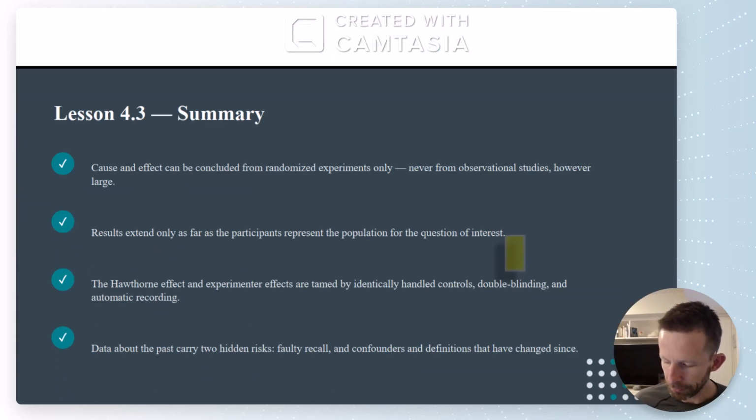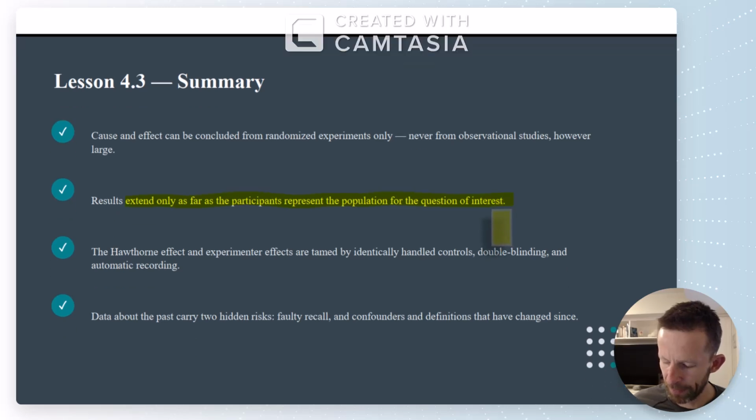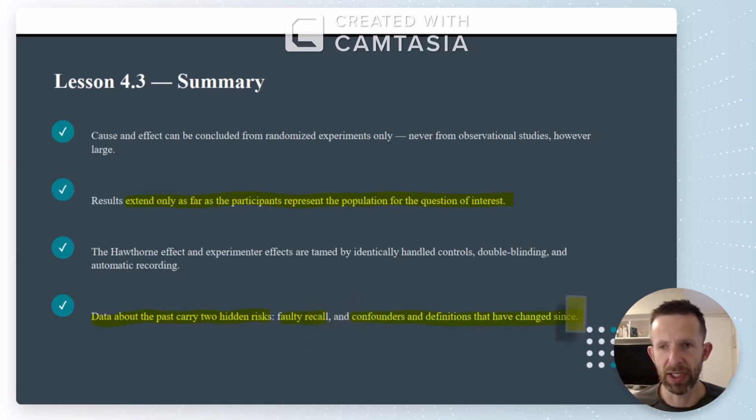So, summary: cause and effect can only be concluded from randomized experiments. Results only extend to the population from which they came. Hawthorne effects and experimenter effects are tamed by identically handled controls, double blinding, and automatic recording. Data about the past carry two hidden risks: faulty recall, and confounders and definitions that might have changed since. So that is our last lesson from chapter 4.